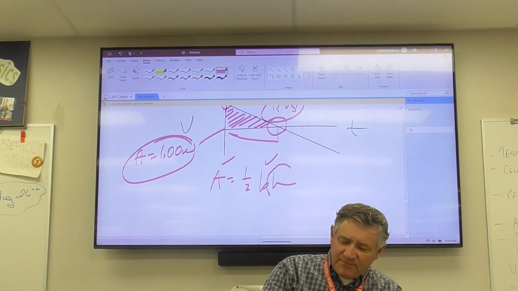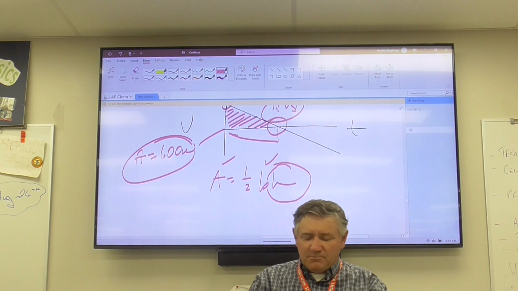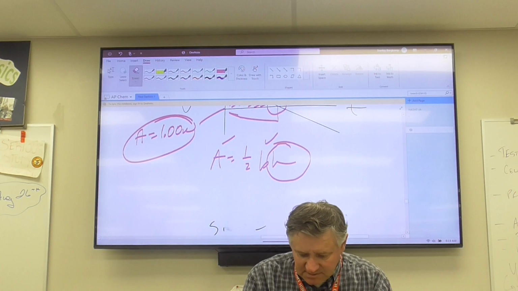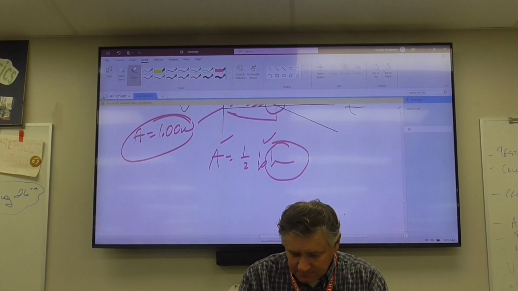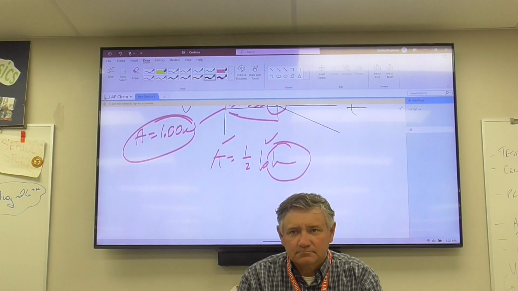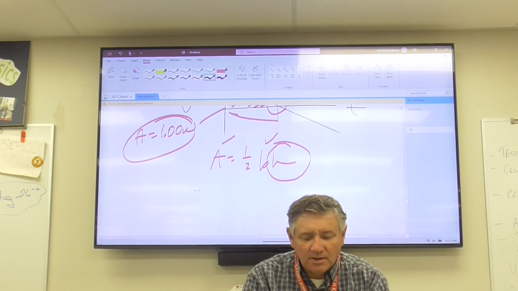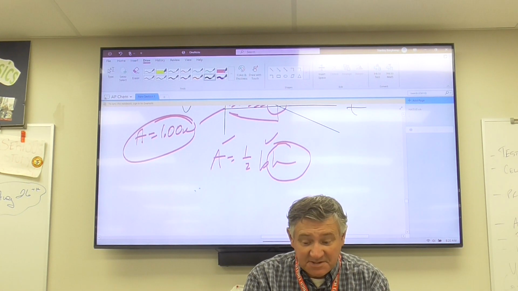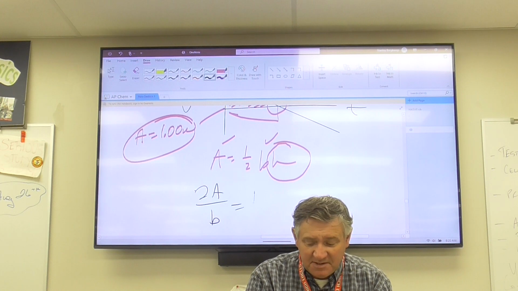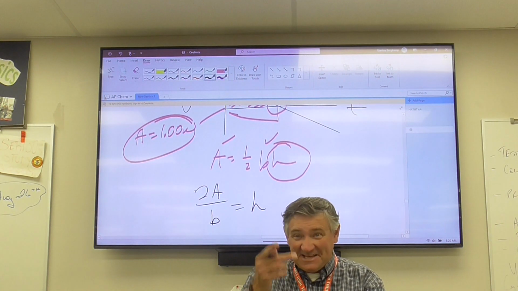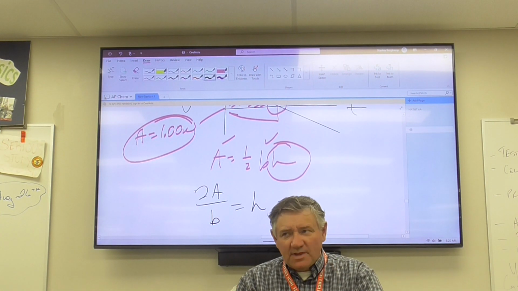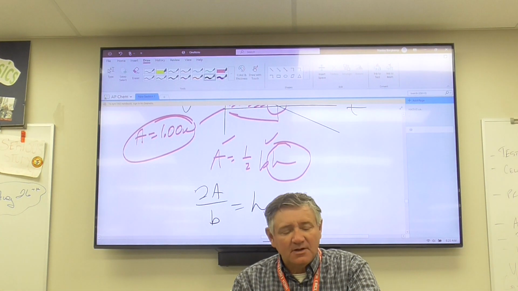So I need to solve this for height. So, Preston, what does that look like, solve for height, keeping in mind that I loathe fractions with all of my being? 2 times base times area. Close. How about 2 times area, get rid of the fraction, multiply by 2? How about 2a over b equals h? Yep. That too.